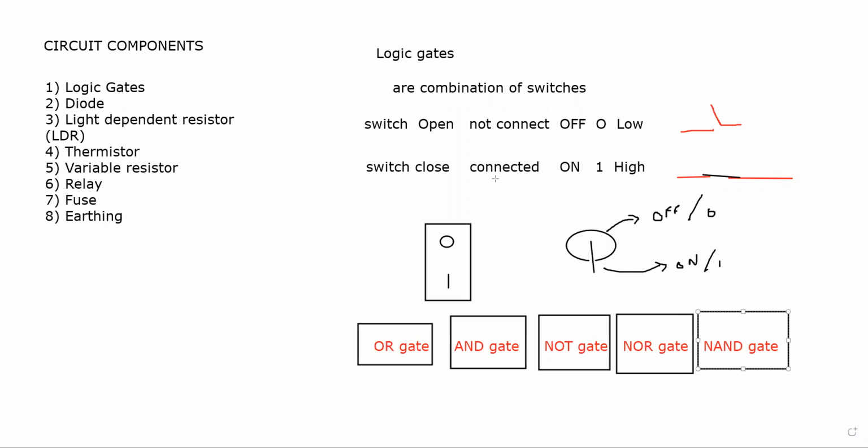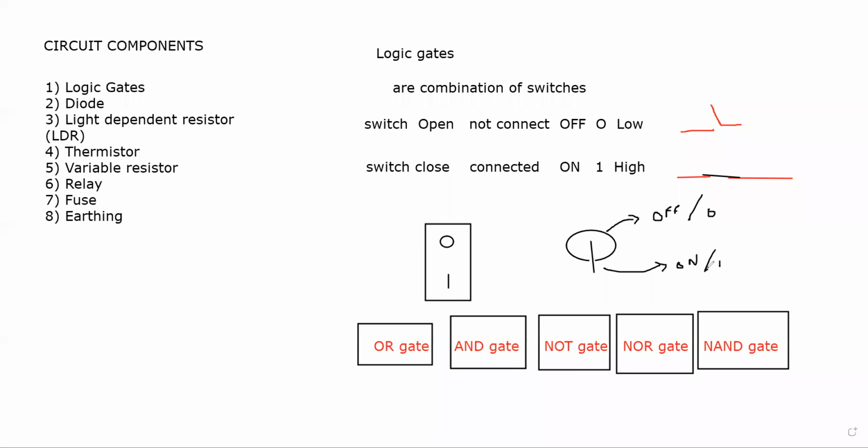I will explain each gate today. It's not a difficult topic. It's a very easy topic compared to other parts. So we'll discuss the circuit components: logic gates, diode, LDR, thermistor, variable resistor, relay, fuse, and earthing.